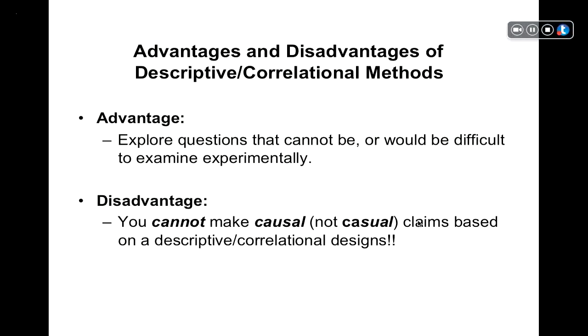Advantages and disadvantages of descriptive correlational methods. So one advantage is that we can explore questions that cannot be or would be difficult to examine experimentally. That is, for example, if I have an interest in seeing if there's anything going on between exposure to secondhand smoke and health problems, how would I do that?